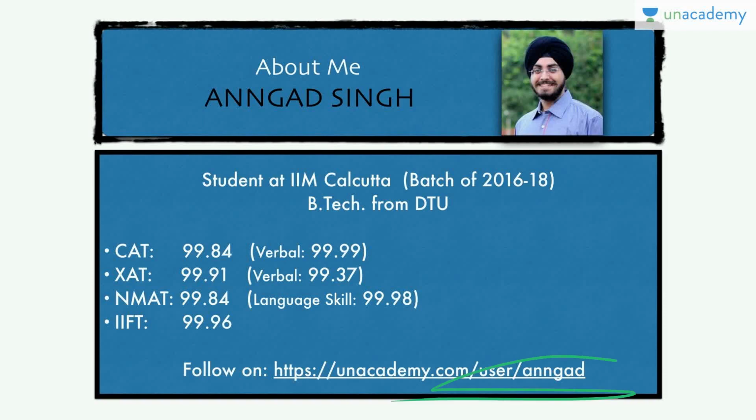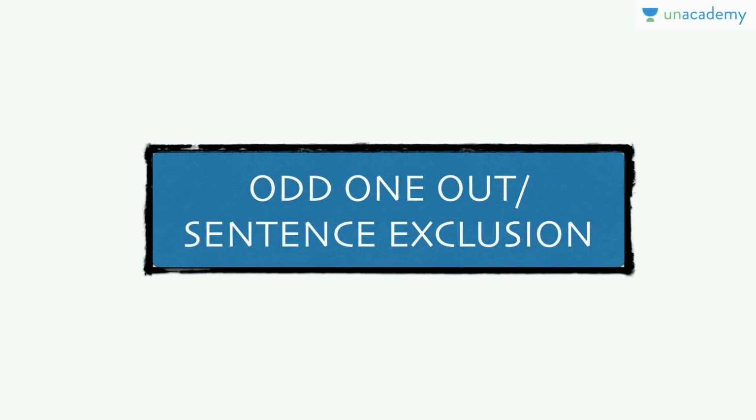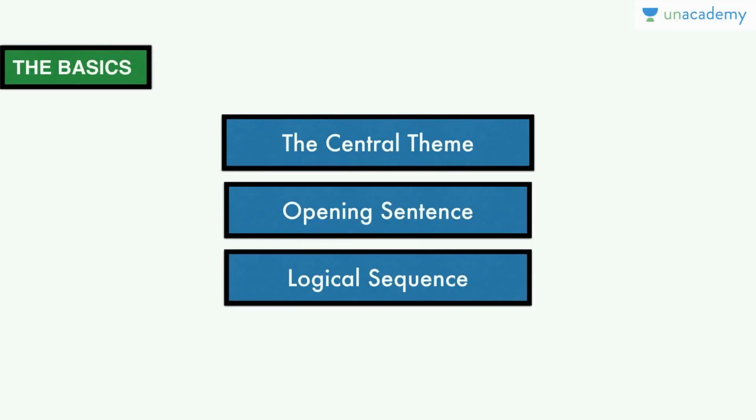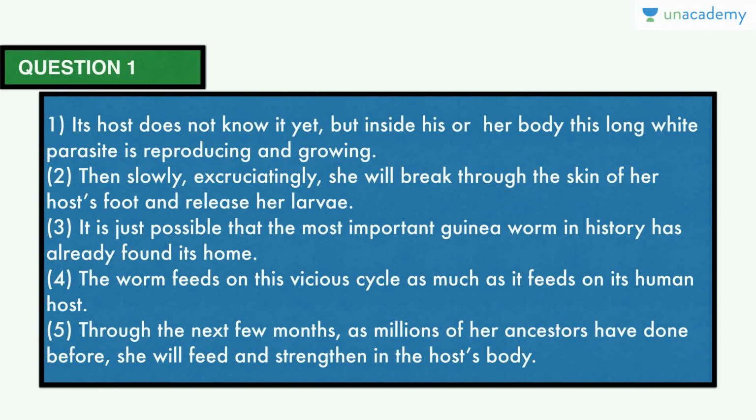Let's get started with lesson 2 on odd one out or sentence exclusion. The basics that we're going to focus on are understanding the central theme, identifying the opening sentence, and finding the logical sequence, if possible, to the paragraph. Let's get started with the questions.